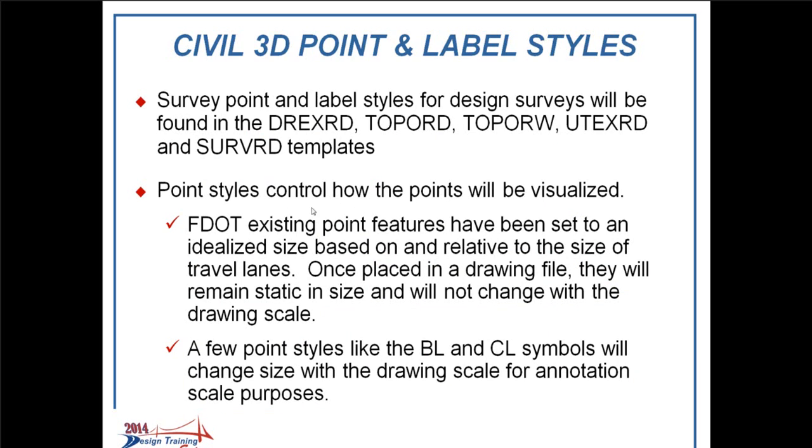Point styles control how the points will be visualized. The FDOT existing point feature has been set to an idealized size based on the relative size of the travel lanes. Once placed in a drawing file, they'll remain static in size and will not change with the drawing scale. For instance, a manhole, which we have set at approximately 5 feet across, doesn't mean that a manhole is 5 feet across.